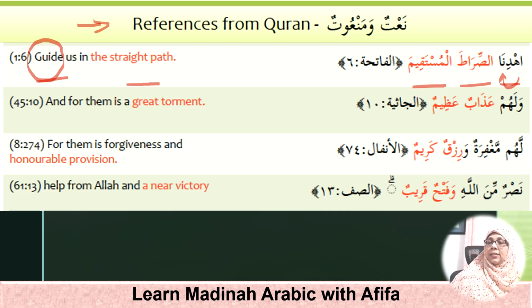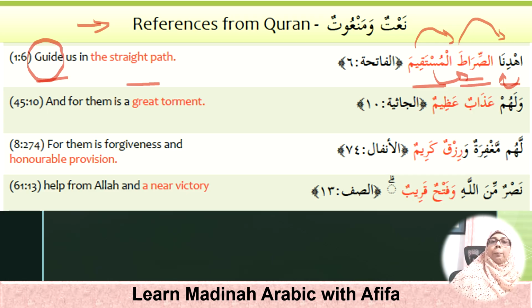So guide us. And as-sirata is the object of this verb, which is why it's mansub, as you can see with the fatha. And that's why mustaqima is the adjective describing as-sirata, the path. What kind of a path it is? It is a straight path, and it is also mansub, because we said the adjective matches the noun that it's modifying. Okay, so here al-mustaqima is the adjective.